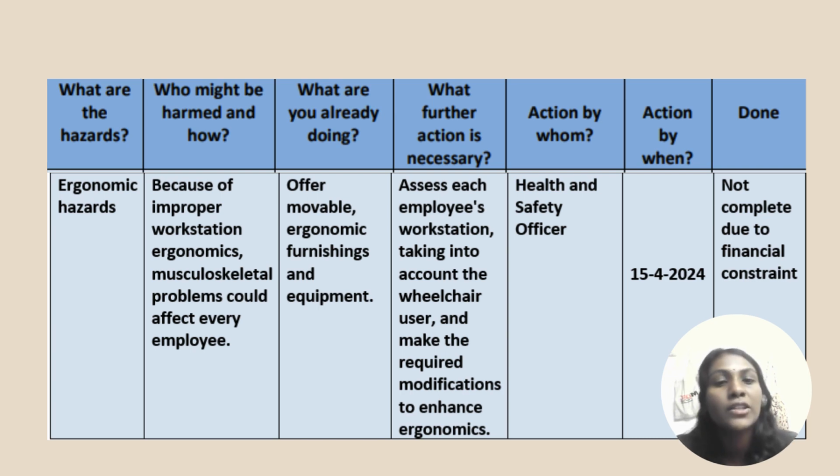So the best action that we can take for this ergonomic asset is to assess each employee's workstation, taking into account the wheelchair user, and make the required modifications to improve the ergonomics. So the health and safety officer took this ergonomic asset on 15 April 2024, and this action is not complete due to the financial constraint.